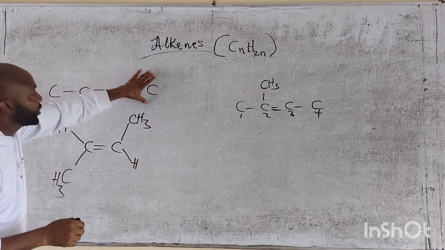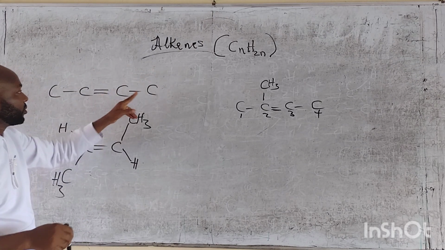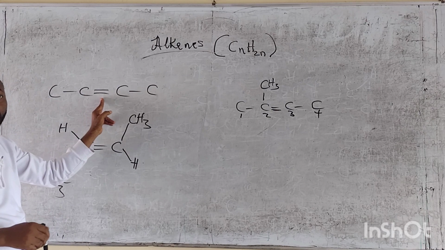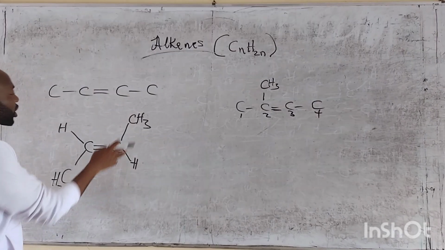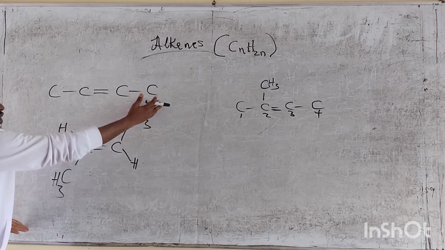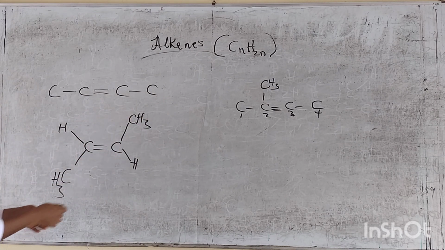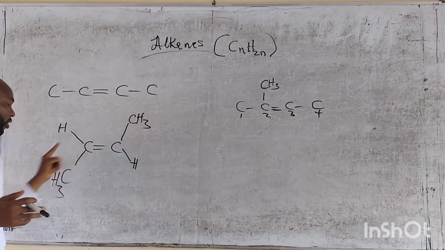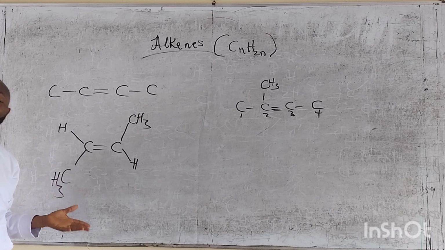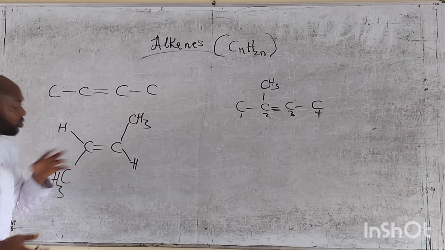Now, what is the official name for this? This is 2-butene, because the double bond is on the second carbon atom. So it's 2-butene. Now, because of the position of these groups, this becomes what? Trans. Remember, because this CH3 is opposite to the other side, it becomes trans. This becomes trans-2-butene.